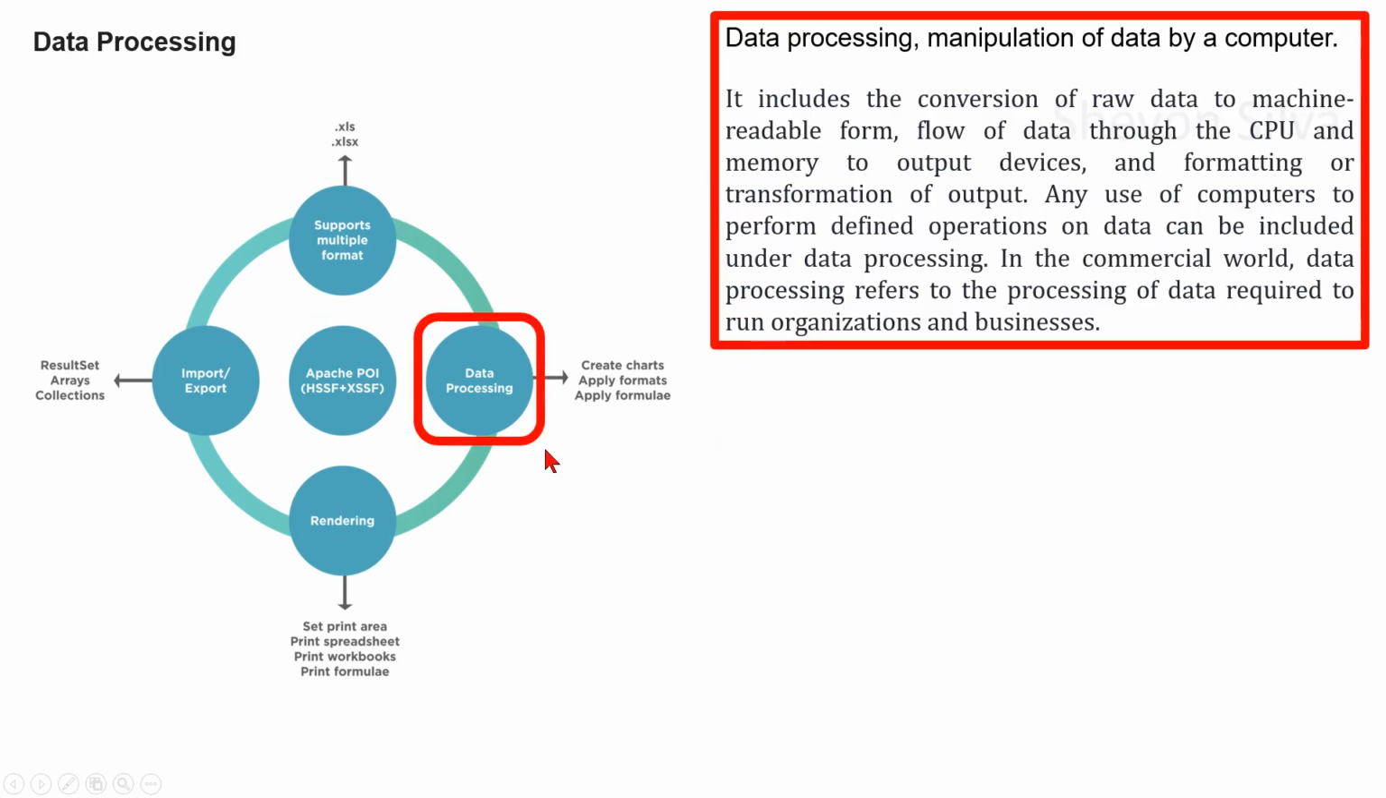Now we are focusing on data processing. Data processing is the manipulation of data by a computer. It includes the conversion of raw data to machine-readable form, flow of data through the CPU and memory to output devices, and formatting or transformation of output. Any use of computers to perform defined operations on data can be included under data processing. In the commercial world, data processing refers to the processing of data required to run organizations and businesses.